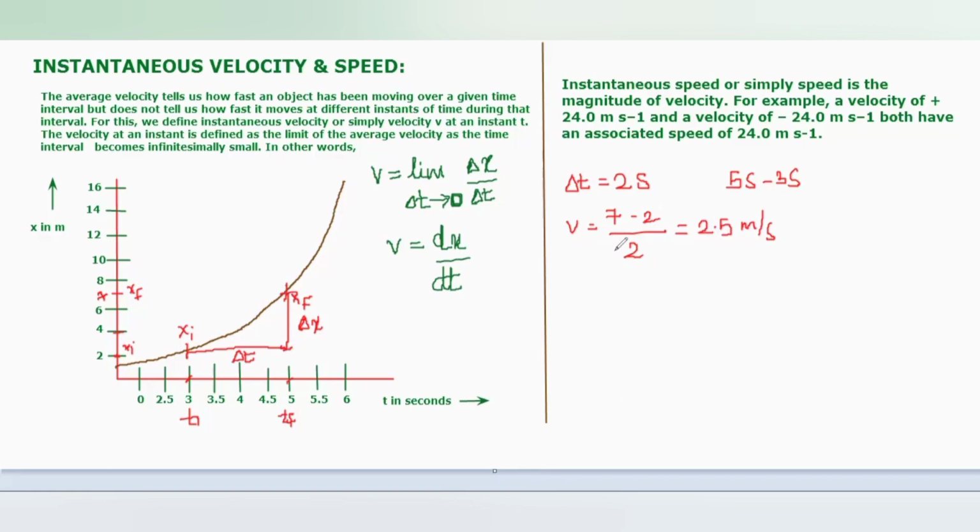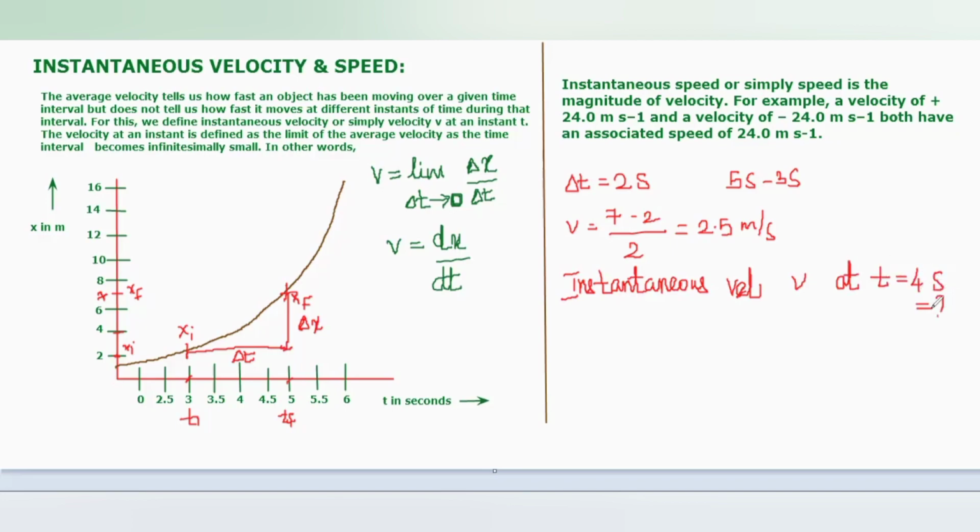So here, if you want to calculate, for an example, instantaneous velocity, simply we at instant t equal to 4 seconds.